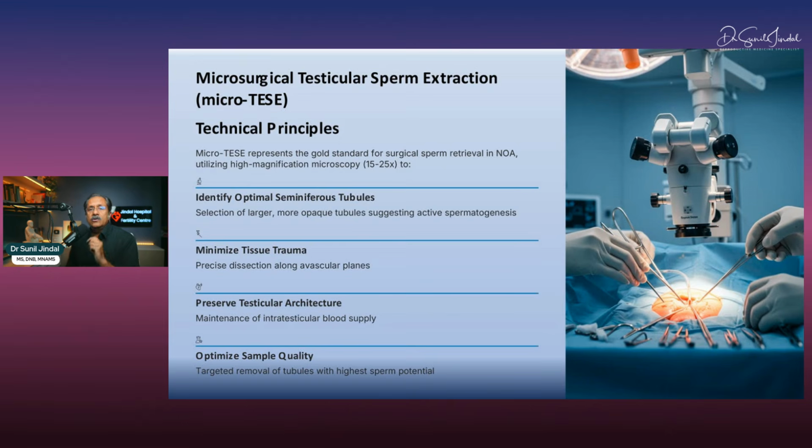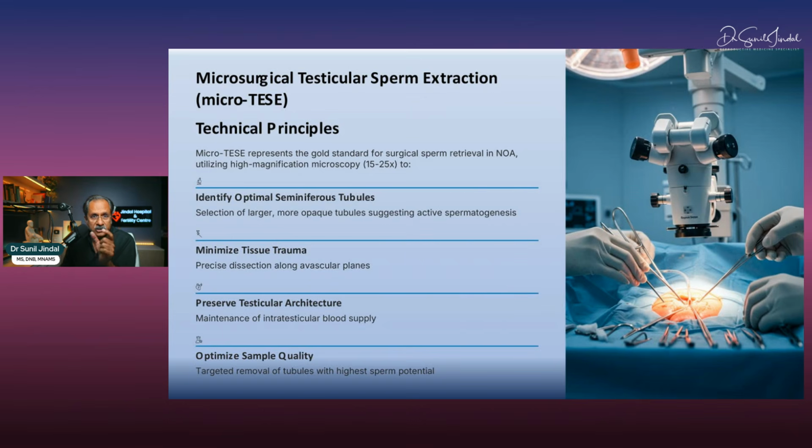Now, the third gold standard which is there is micro testicular sperm extraction. So, now I am going to tell you a lot of things about it. I will tell you how micro-TESE represents the gold standard of surgical sperm retrieval by utilizing a high magnification of 15 to 25x. I normally work on 25x. We've got to identify the optimal seminiferous tubules.